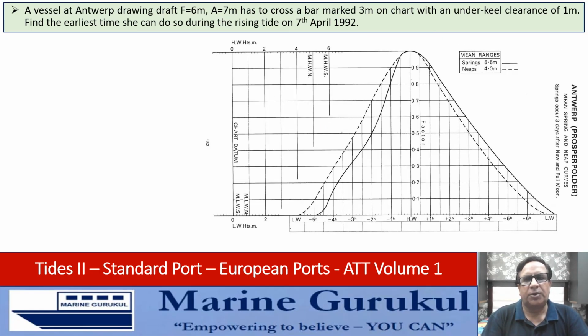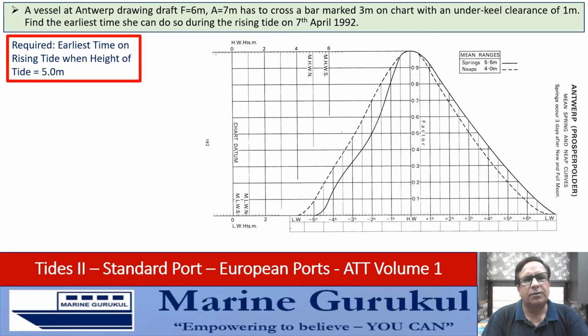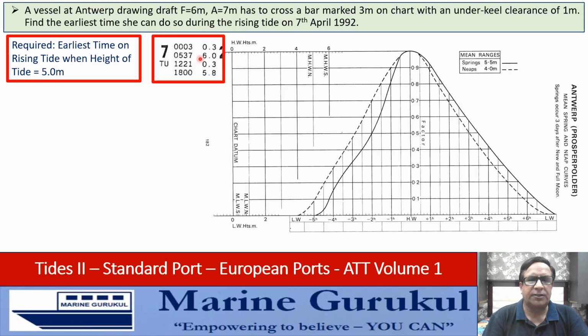So we have the interpolation curve for Antwerp, which we used in one of the earlier examples also. What do we need? We need to find out the earliest time on a rising tide when the height of tide shall be 5 meters. And this is the daily prediction for the date in question. We have already discussed that our time of interest shall be falling between 0003 hours to 0537 hours.